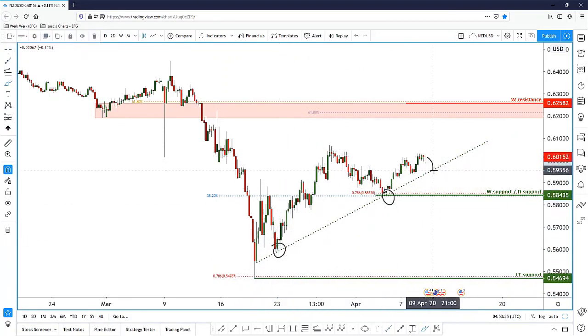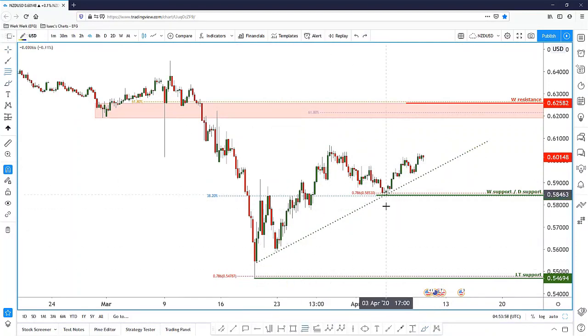Seems like price could possibly come back to test the third time before making a push up to the weekly resistance, right? So because price made sort of this push up here, we want to see how far price can retrace back. And as long as the ascending trend line holds, we can use the ascending trend line as sort of an entry level.